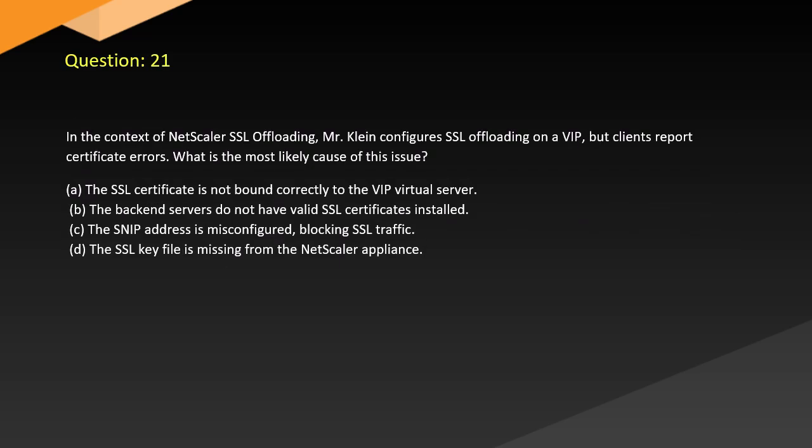Question 21. In the context of NetScaler SSL offloading, a client configures SSL offloading on a VIP, but clients report certificate errors. What is the most likely cause of this issue? A. The SSL certificate is not bound correctly to the VIP virtual server. B. The backend servers do not have valid SSL certificates installed. C. The SNIP address is misconfigured, blocking SSL traffic. D. The SSL key file is missing from the NetScaler appliance.